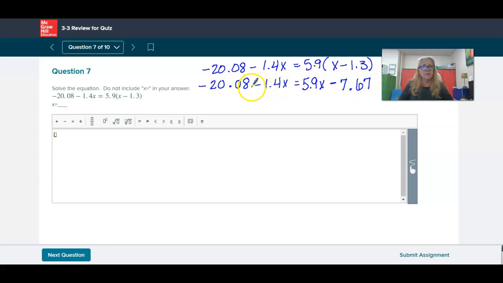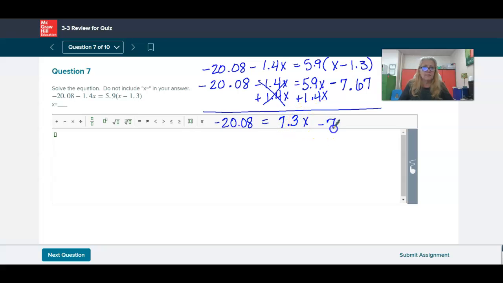Now there's nothing to combine over here, nothing to combine here. We need to get all of our variables on one side. The smaller of the two variables is this negative one, so we're going to get rid of him by adding 1.4x to both sides. So on the left, we will have negative 20.08, and that's all that's on the left now. On the right, I can do this one. 9 plus 4 is 13, carry 1. So that would be 7. So we have 7.3x minus 7.67.